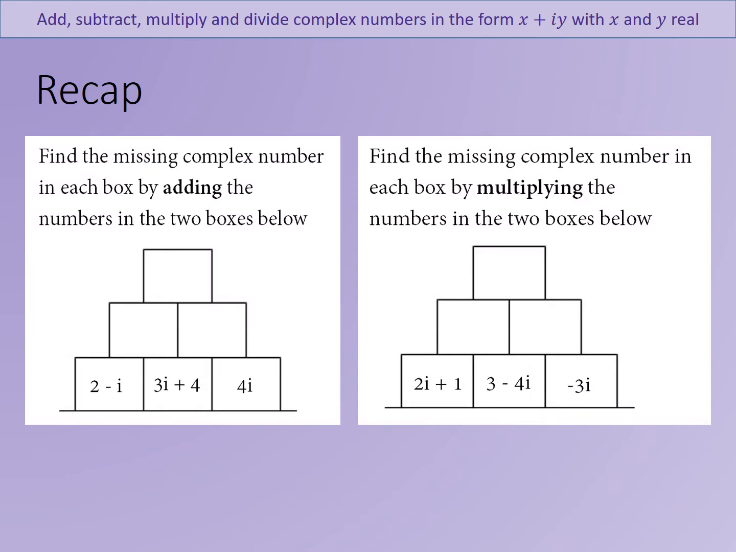Let's have a recap of adding and multiplying complex numbers. Find the missing complex number in each box by adding the numbers in the two boxes below. Take this complex number and this complex number, add them together and write the answer in the tile above. Complete the pyramid in the same way. Similarly for the diagram here on the right, except you are now multiplying the two complex numbers together. Stop the PowerPoint and then I will go through some answers.